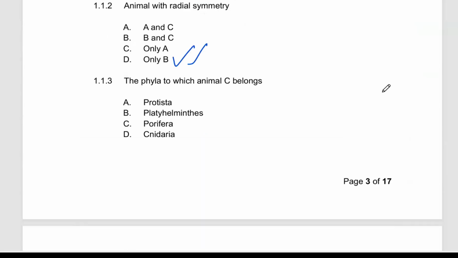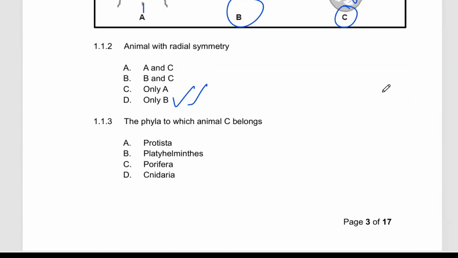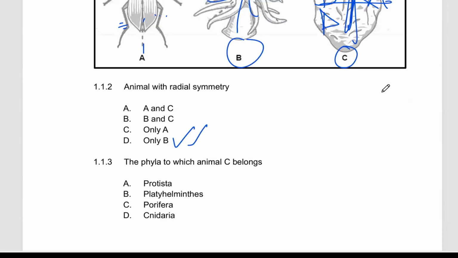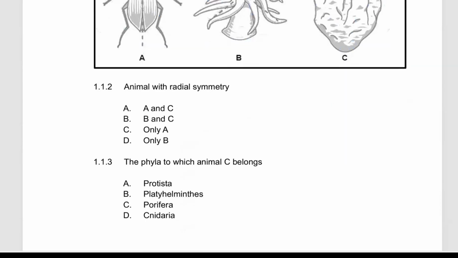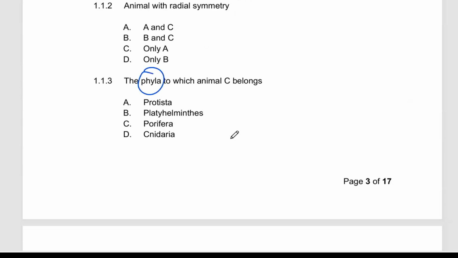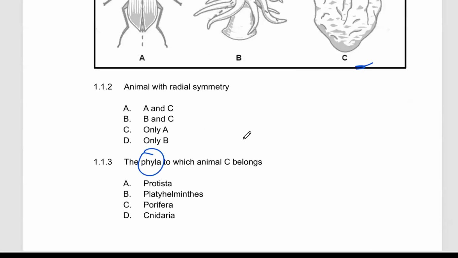Then we go to the next question: the phylum to which animal C belongs. Animal C, which else? The sponges. Where do the sponges belong? I think this question is supposed to be phylum, because it is one. So we are saying that those are sponges. So the answer becomes Porifera. Yes, so 2 marks there. Then we go to the next question.